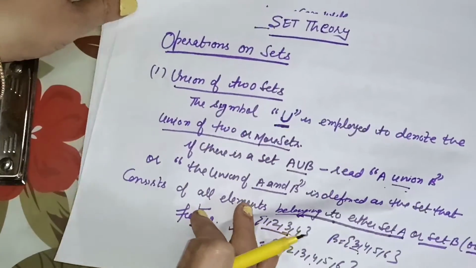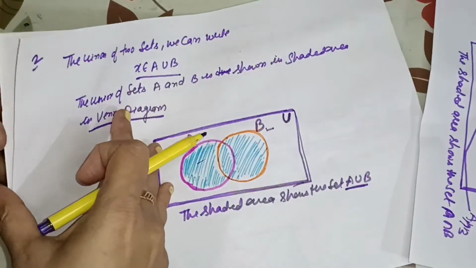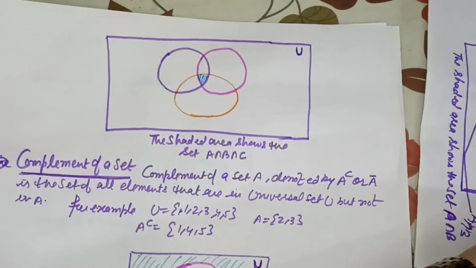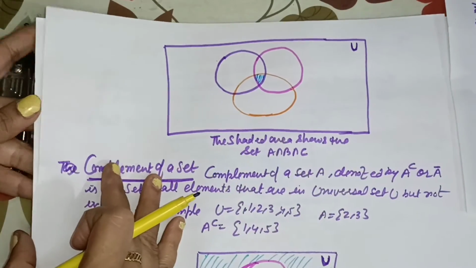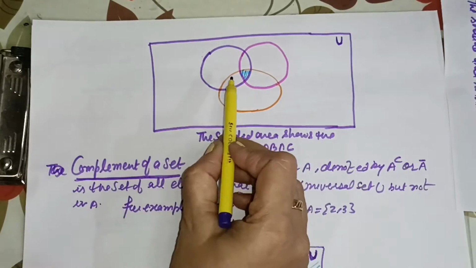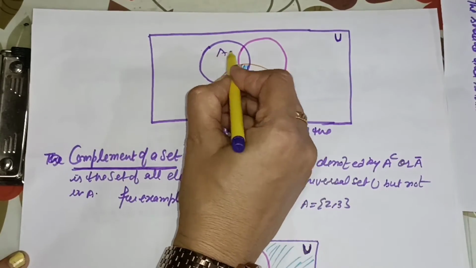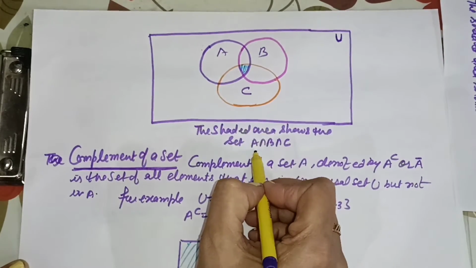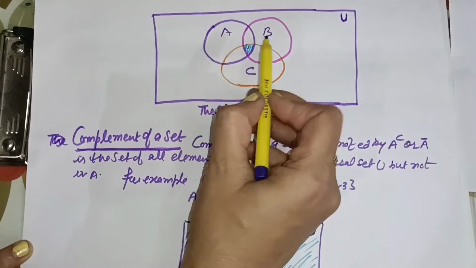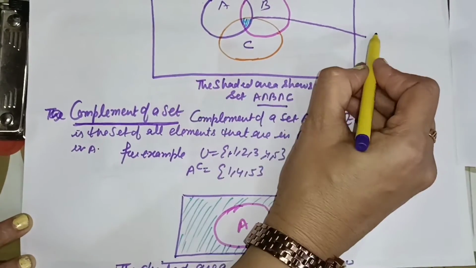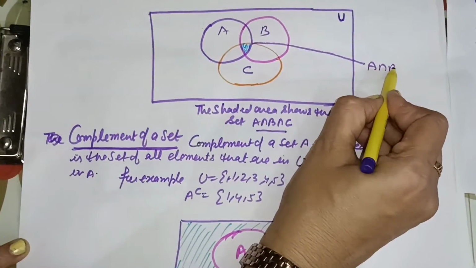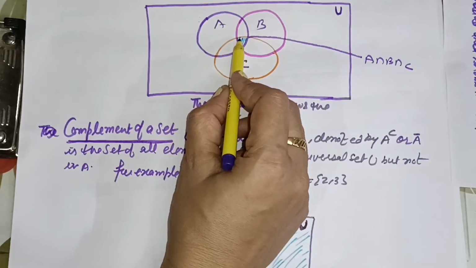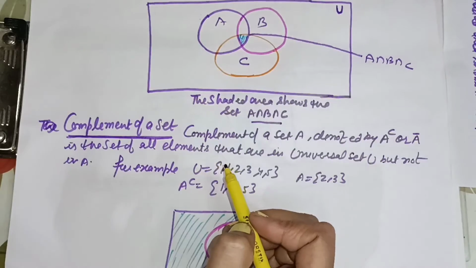Now I will consider intersection with three sets. If there are three sets, let us suppose this is A, this is B, and this is C. The shaded area shows the set A ∩ B ∩ C. This portion shows the common region of A, B and C. So the intersection is that portion which is common in all the sets.